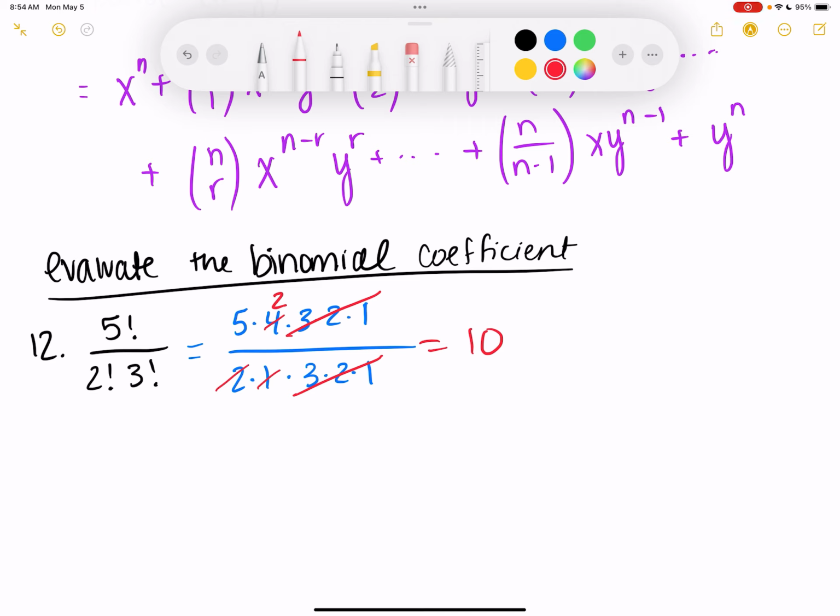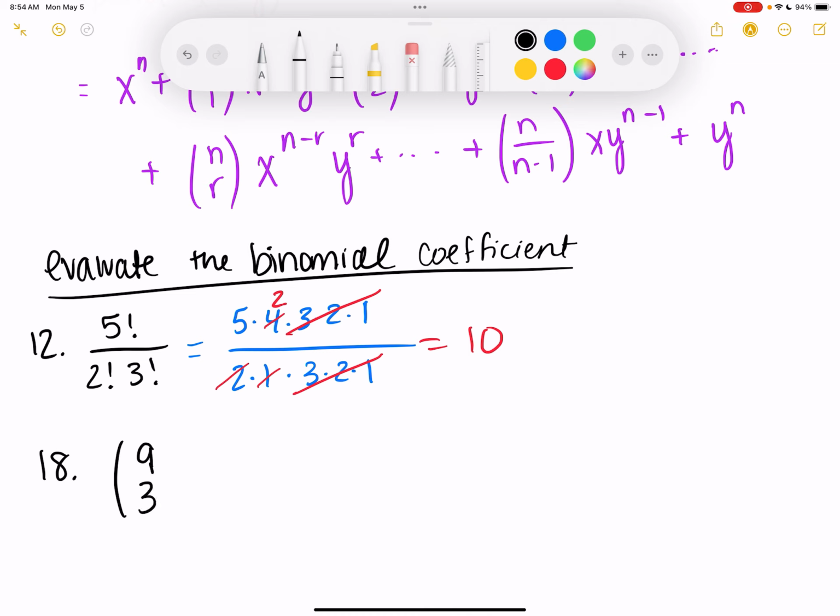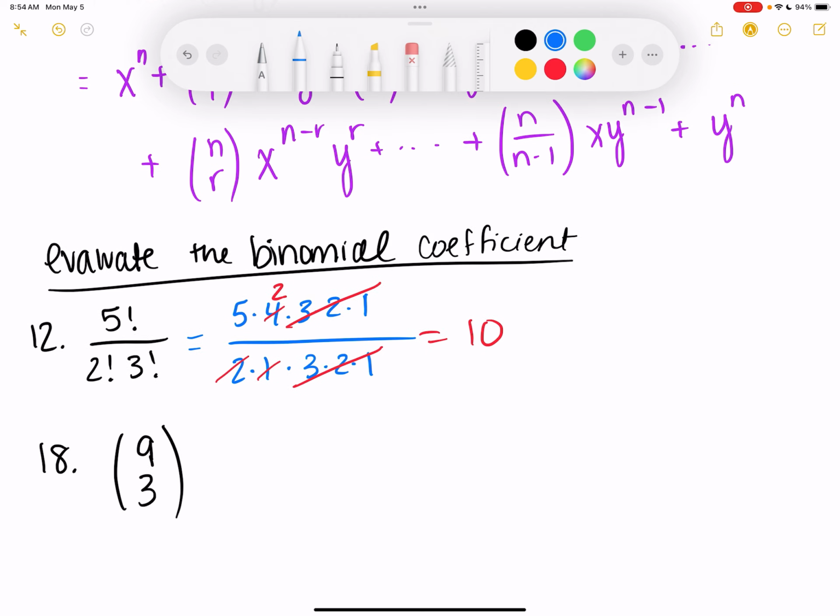Let's see, 18, 9 taken 3 at a time. So the same instructions, just written a different way. Then writing it as a binomial coefficient, it would be 9 factorial over 3 factorial times (9 minus 3) factorial.